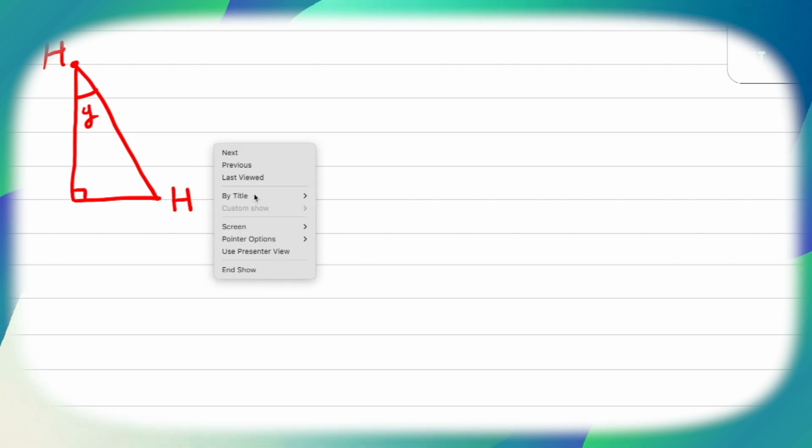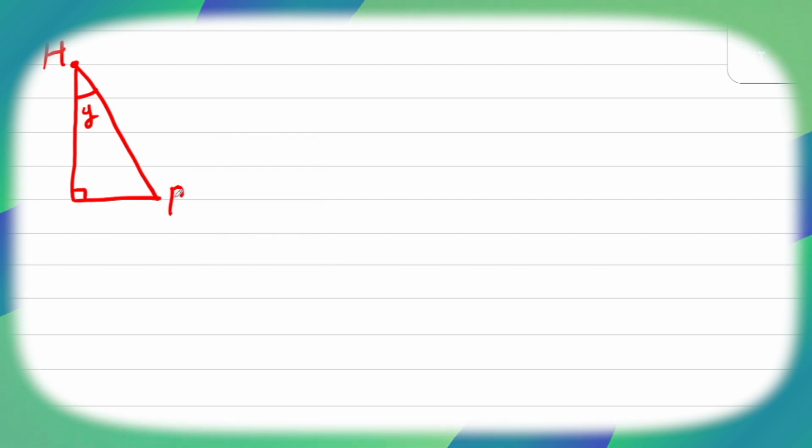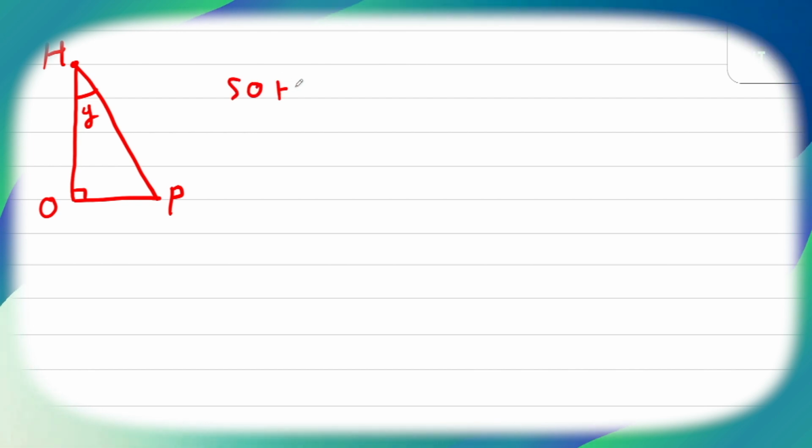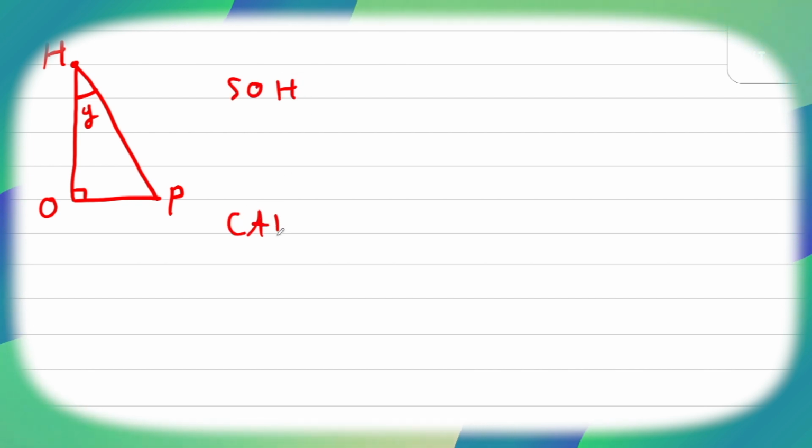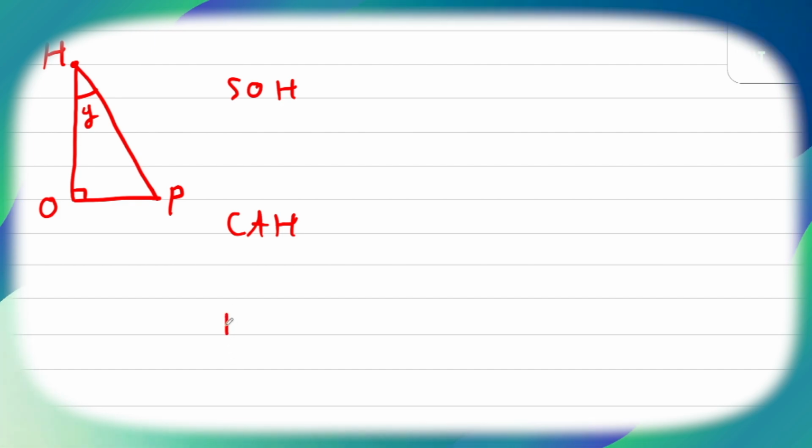Now I want to give you more practice examples about setting up the Soh Cah Toa formula. The angle I will choose is this one, and I will name it Y. The vertices are named H, and here is P and O. Sorry, I don't use M. So how about Soh, how about Toa, and how about Cah? I will choose all of them.